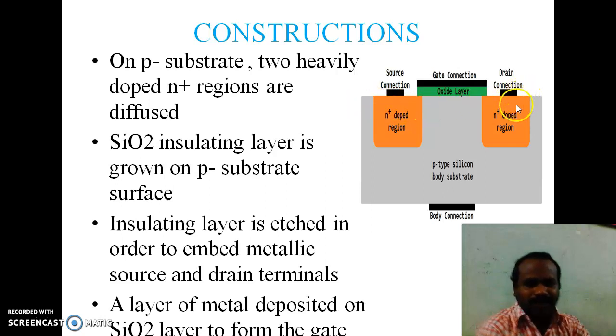But in order to facilitate the drain and source, we etch the SiO2 layers above the N plus doping region. Here, these oxide layers are etched. Only the oxide layer is present here. Over this oxide layer, we frame a metal. See here, these black things are known as metals. These metals are used for connections.